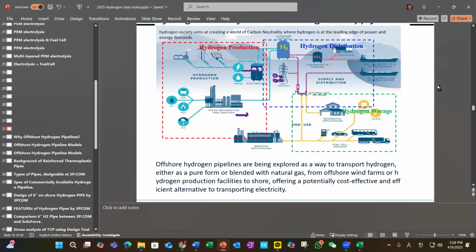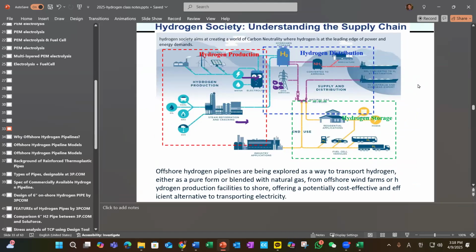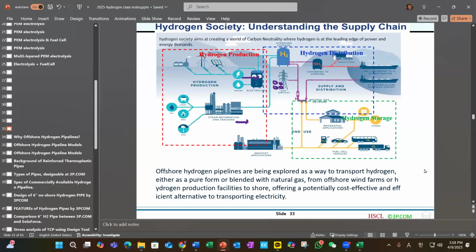The design methodology is different, but of course the purpose is the same. How can we safely distribute hydrogen, either gas or liquid type, through this pipeline? I'd like to emphasize that offshore hydrogen pipelines are being explored as a way to transport or distribute hydrogen, either in pure form or blended.